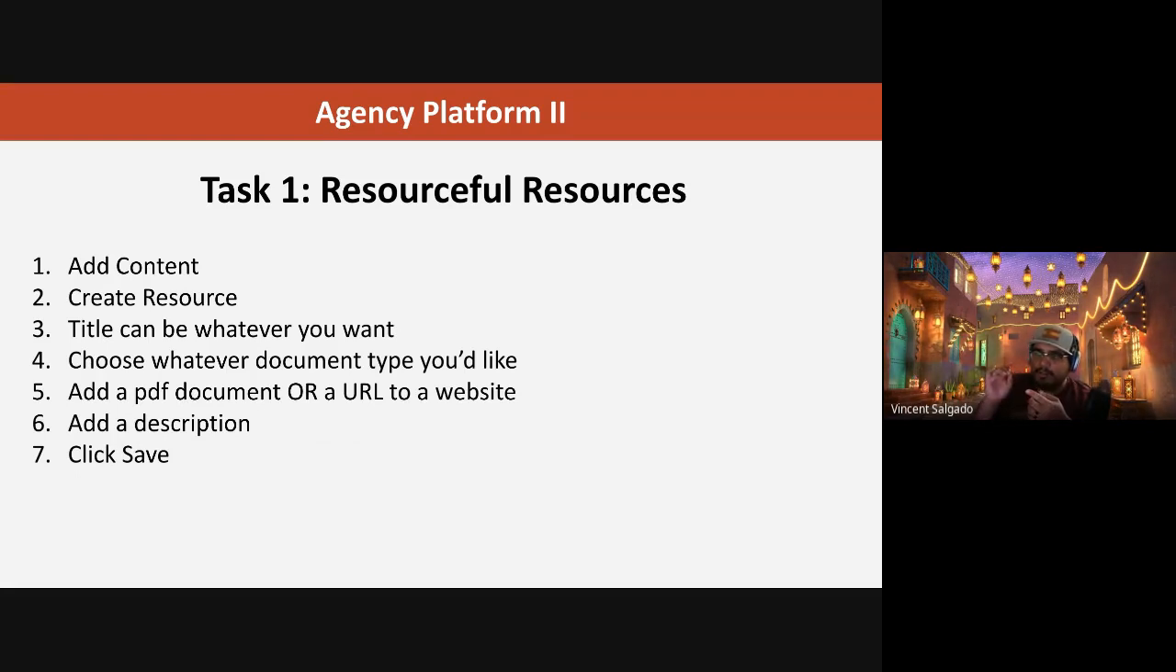So I want you to go to add content, create a resource. The title can be whatever it is that you want. And then choose whatever document type you'd like. And then add in a PDF or even a URL to a website.